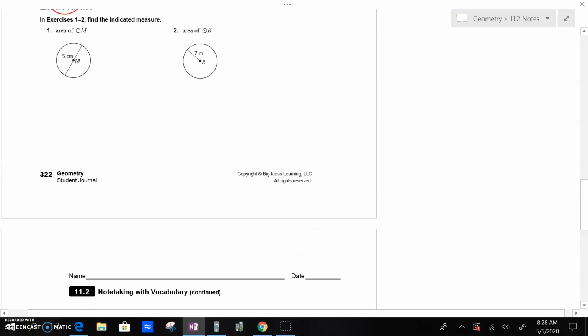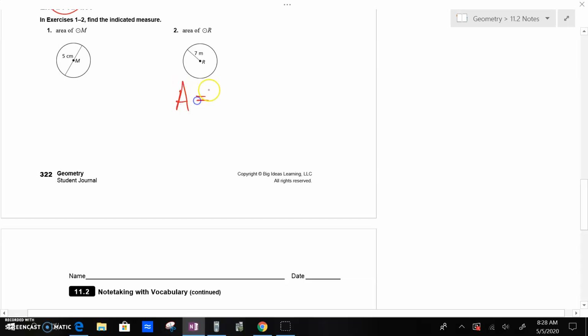Starting with 1 and 2, these are much more basic questions. They're just saying find the area of the circle. So number 1, area of circle M, and number 2, area of circle R. Coincidentally, number 2 is actually the easier of the two to do, which is odd that they would put that as number 2. So let's start with that one.